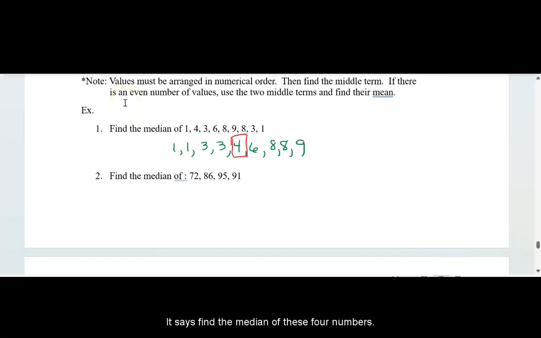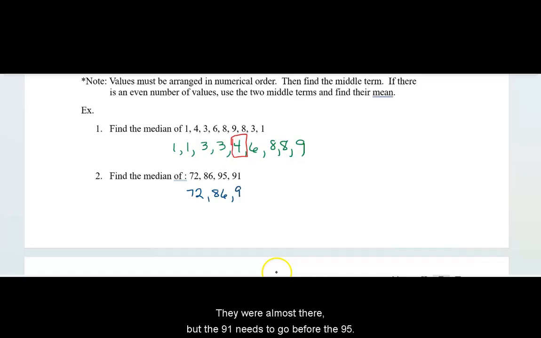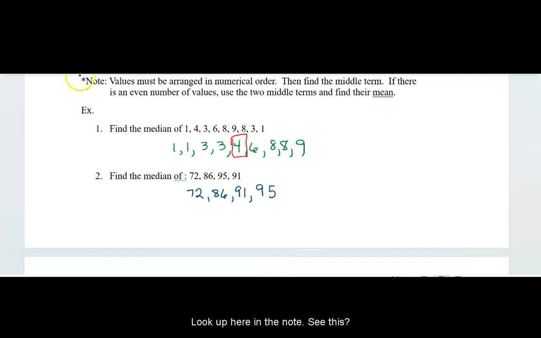But let's go to the next example. It says find the median of these 4 numbers. So let's put them in order first. They were almost there, but the 91 needs to go before the 95. Okay, we have an even number of data values. So there isn't a number from the data set that is exactly in the middle. Here's what we do, and this is where I'm going to look up here in the note. See this?